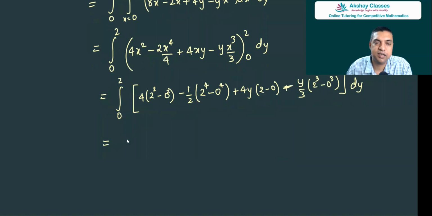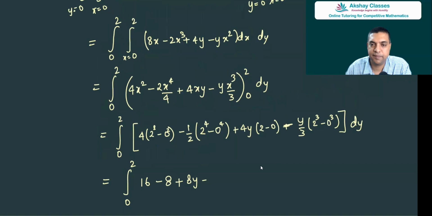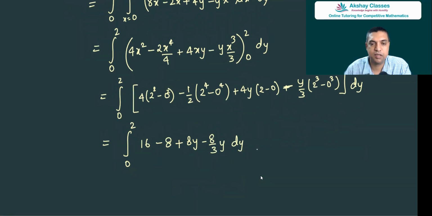Okay, so this is the integral from 0 to 2 of 4 into 4, 16 minus... this is 16, 2 to the power 4 is 16, 16 upon 2 is 8, plus 8y minus 8 by 3 y. So this is the integral from 0 to 2 of 8 plus 16y by 3 dy.